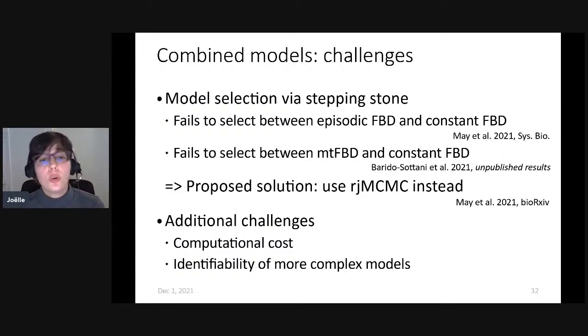And if you want to know more about these identifiability issues, I think they've been covered in the phyloseminars as well, so I would encourage you to go and look there. But definitely, as we go to more complex models and we increase the amount of rate variation that we attempt to integrate into our FBD models, I think we are going to run into those identifiability issues. So that's something to keep in mind for the future.